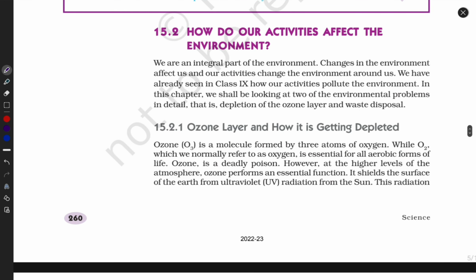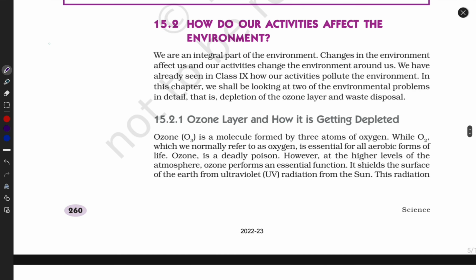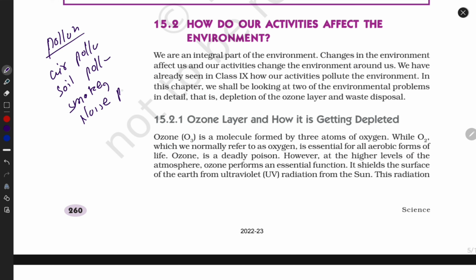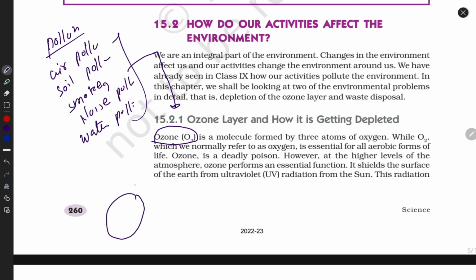Look at here. How do our activities affect the environment? There is a lot of pollution: air pollution, soil pollution, smoke. Clear, guys? Are you listening to me? Noise pollution, water pollution, they all contribute to ozone layer depletion. Ozone is our protecting layer. This is our earth, and this is the first protecting layer. We call it the ozone layer.